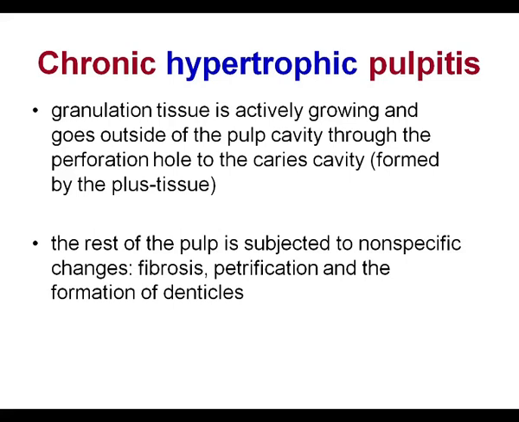For chronic hypertrophic pulpitis, granulation tissue is actively growing and goes outside of the pulp cavity through the perforation hole to the caries cavity, forming a pulp polyp. The rest of the pulp is subjected to non-specific changes: fibrosis, petrification, and formation of denticles.